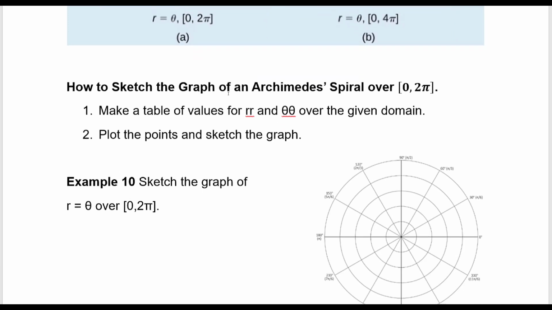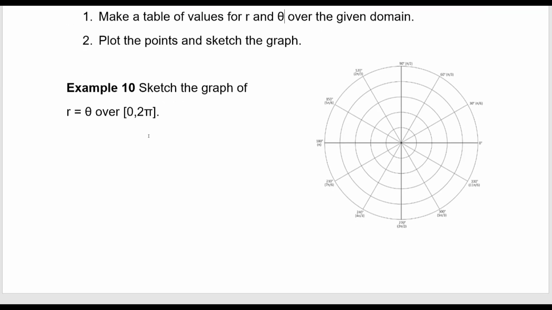So how to sketch the graph of Archimedes Spiral over 0 to 2 pi: make a table of values for r and theta over the given domain, plot the points and sketch the graph. So we're going to go 0 to 2 pi. Well, let's make a table. Theta and r. 0, 0, pi over 6.